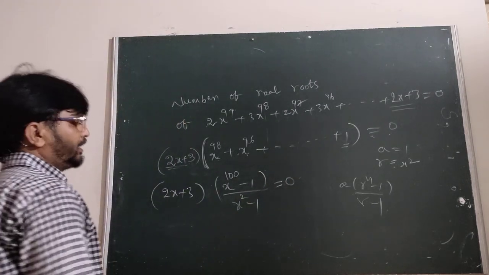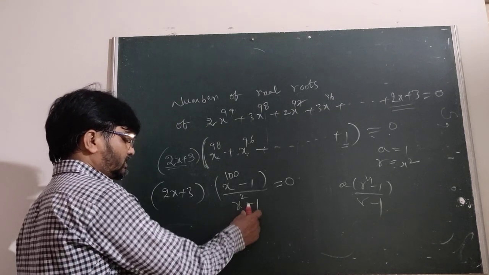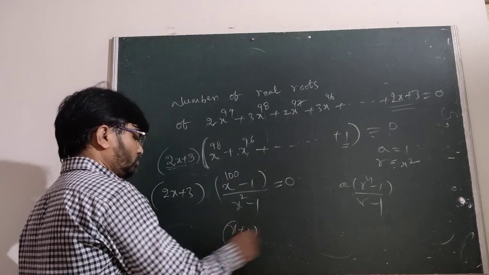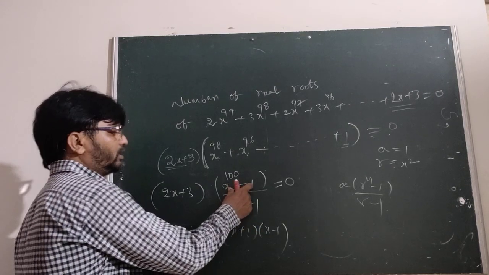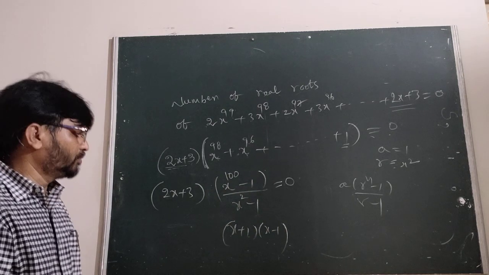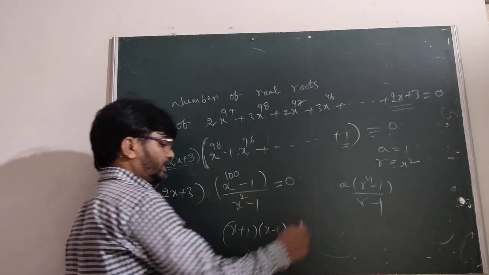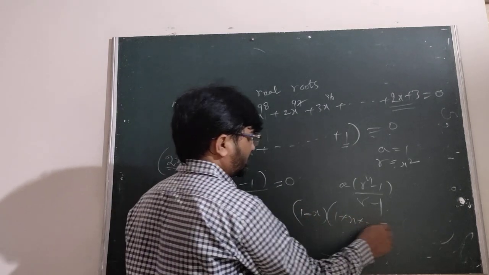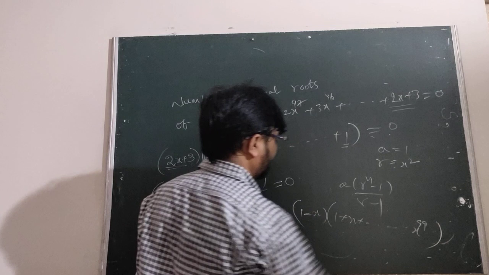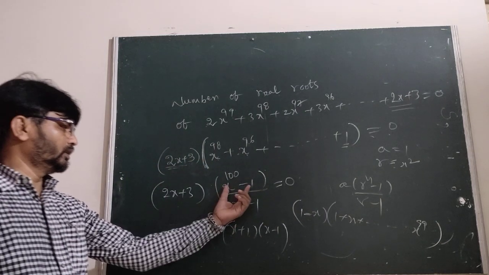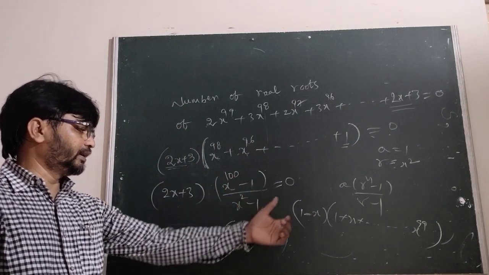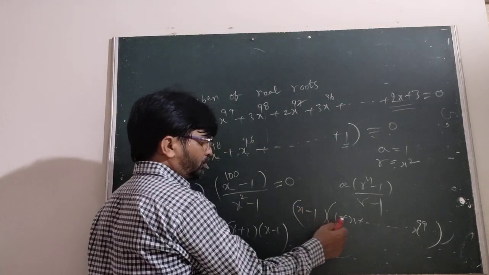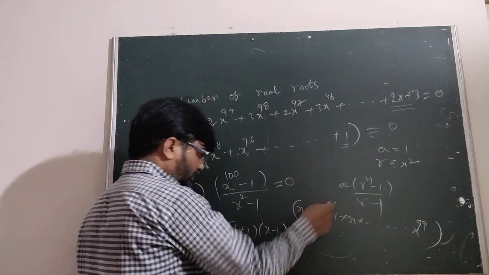Everyone knows that x square minus 1 can be written as x plus 1 into x minus 1. But this one, after the completion of De Moivre's theorem, we can write as x minus 1 into 1 plus x plus and so on up to x power 99. The x power 100 minus 1 can be written as x minus 1 into 1 plus x up to 99. Then these two are cancelled.